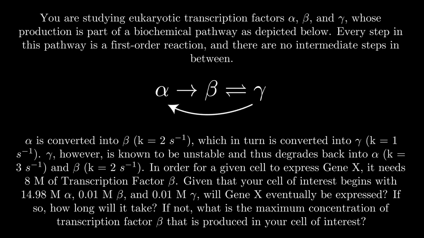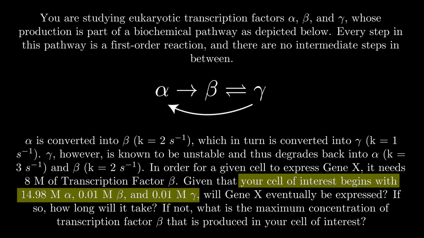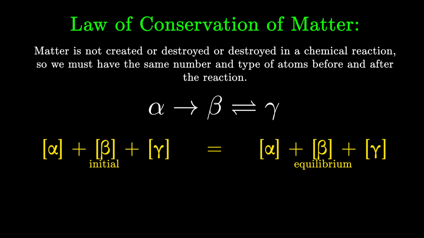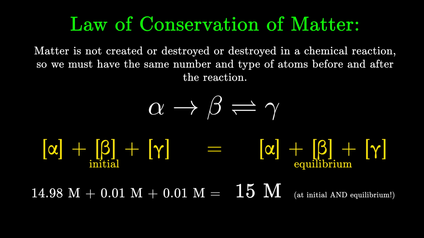In the original question, we were told that we started out with 14.98 molar alpha, 0.01 molar beta, and 0.01 molar gamma. Now, at first this might not seem very useful since we're studying the reaction system at equilibrium and not at its initial value. But if you think about it, based on the law of conservation of matter, the total concentration of species in this reaction shouldn't change over time. Thus, in total, if we add up these initial concentrations, we know that we start with 15 molar of these 3 transcription factors combined. And by the law of conservation of matter, we know that we'll always have 15 molar of these transcription factors. So even at equilibrium, we can say that alpha plus beta plus gamma equals 15.